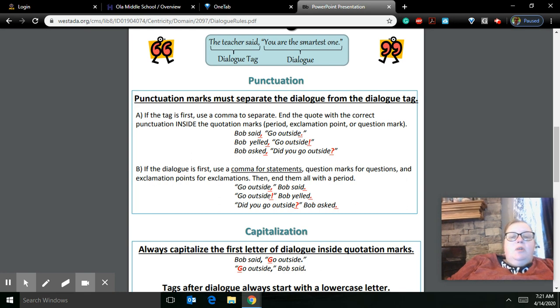Same thing if you are citing from a text. According to the article called Bob is a Yeller, it said, comma, and then you put what the quote is. Or in the article, Bob is Loud, comma, quotation marks, put the quote, okay? So you always follow your tag, the thing that introduces your quote, with a comma.